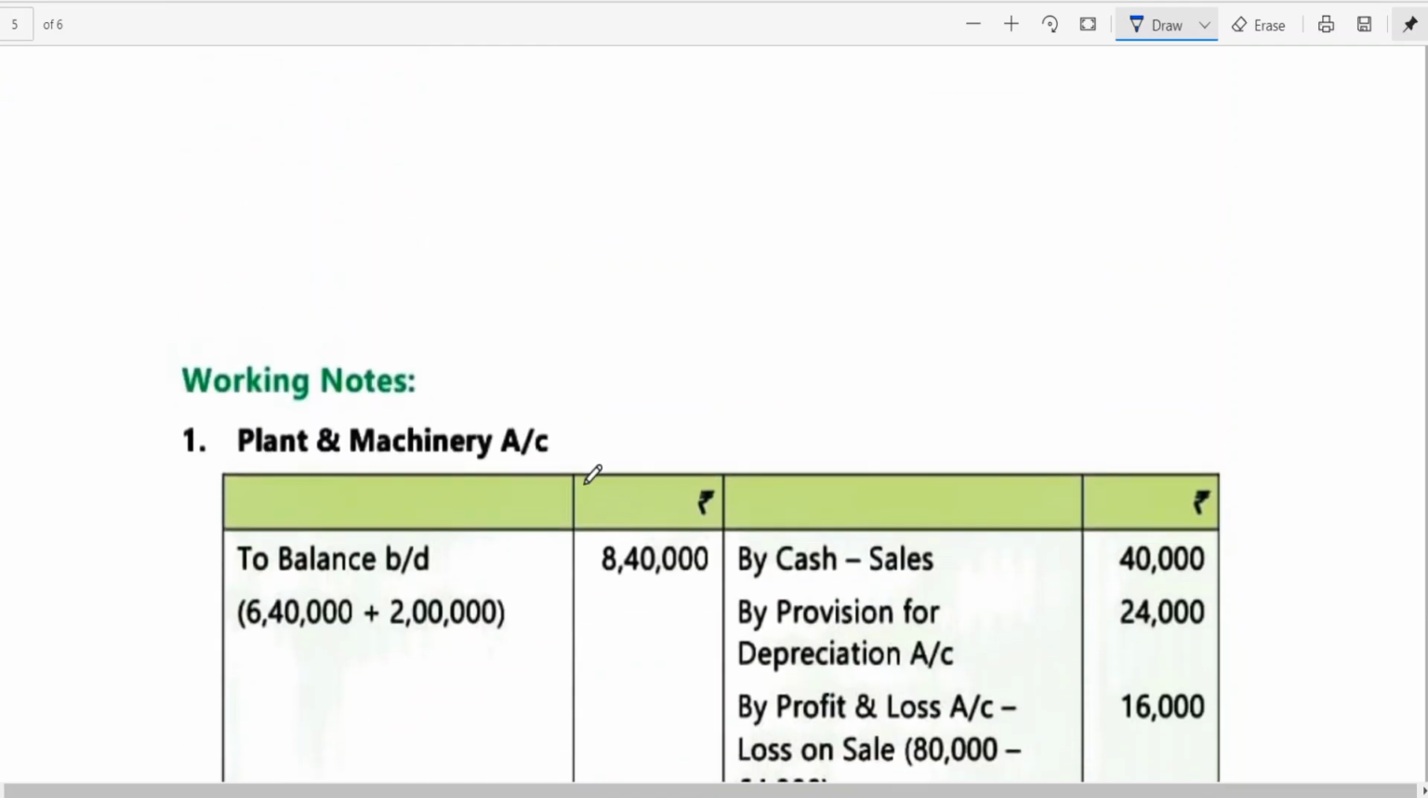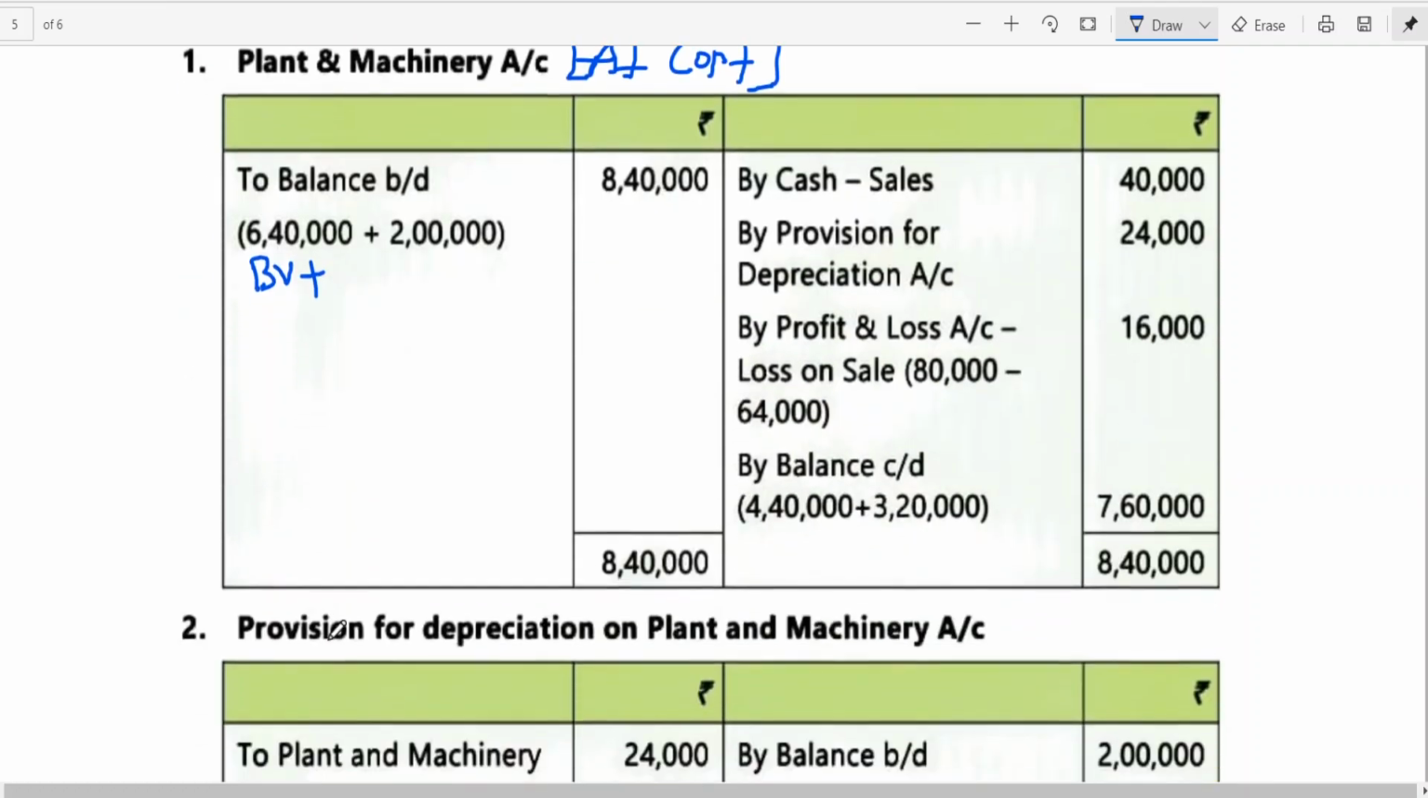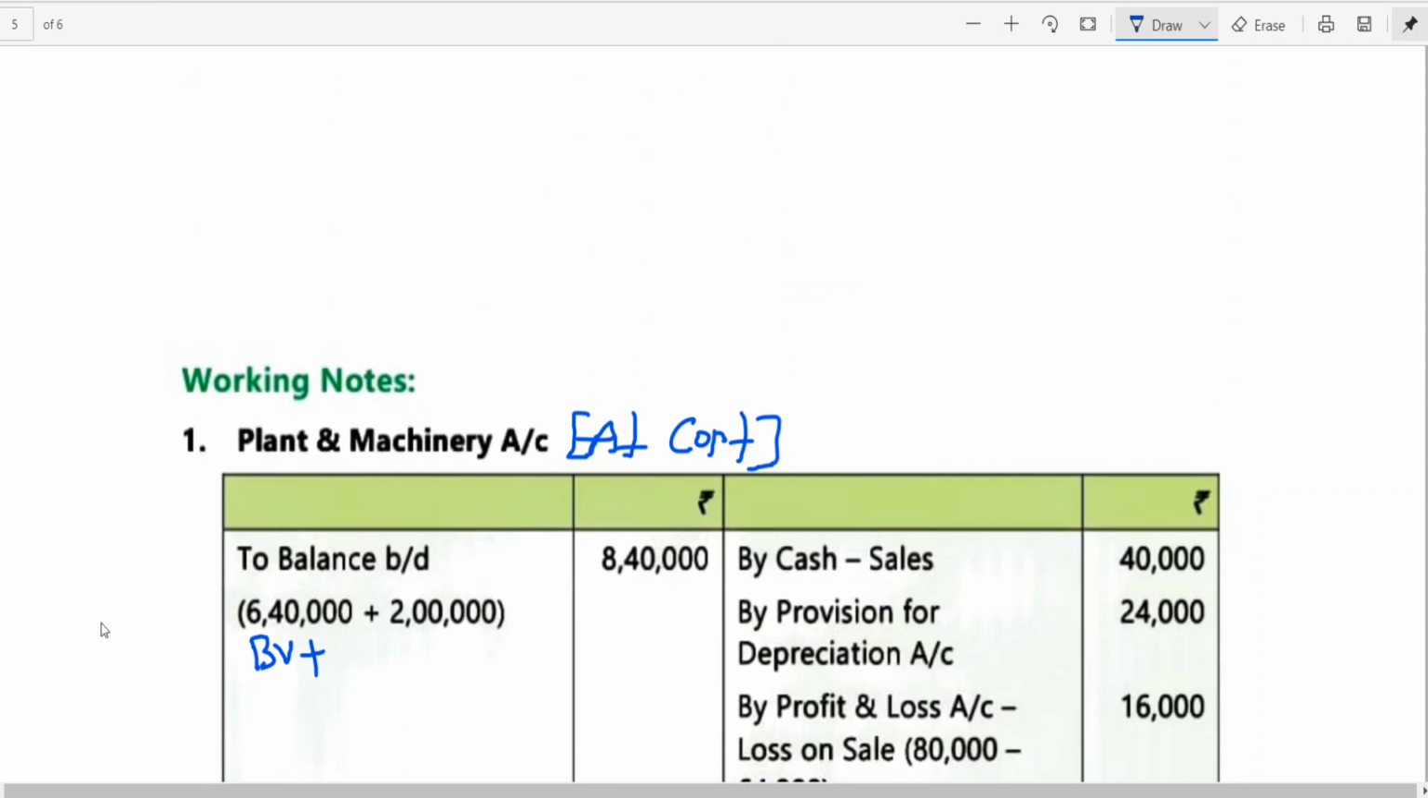6,40,000. The reason is that when you are opening an asset account, and provision for depreciation is being maintained, it is shown at cost, no? To get cost, book value plus the opening account called provision for depreciation.